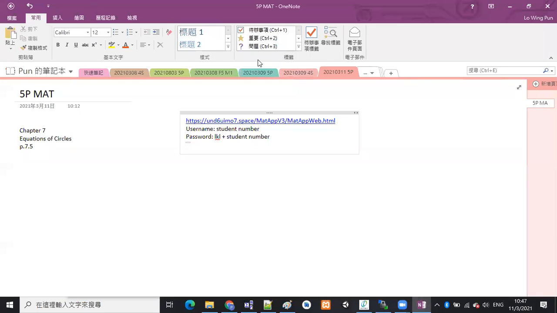So chapter 7 is about coordinates. We will go back to coordinates, okay, and then to find the distance between 2 points, and then the slope of a straight line, and then equation of straight line.